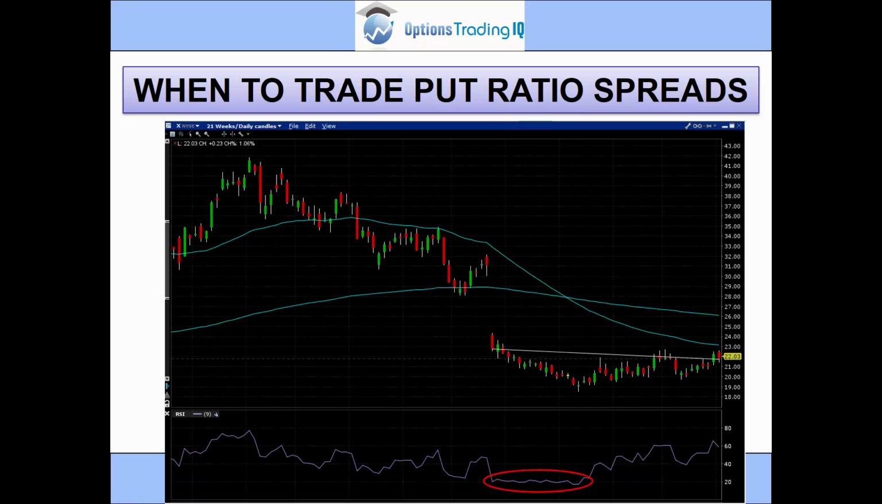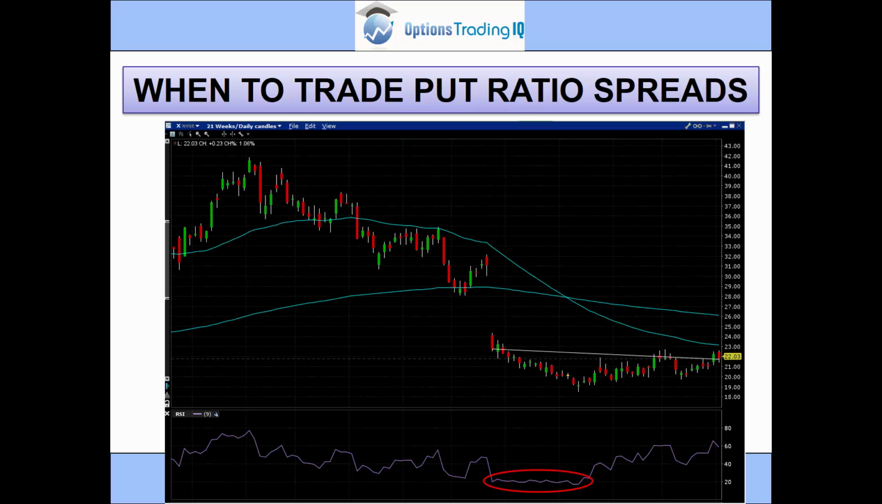Alright, so when do we trade put ratio spreads? I like to trade them when we've had a big move down in the stock. We're looking really oversold. You can see here this is US Steel, ticker symbol X. Massive gap down after earnings, and from there it's traded a little bit lower, but it's also gone more or less sideways over the course of a couple of months. So that's a perfect scenario for put ratio spreads.